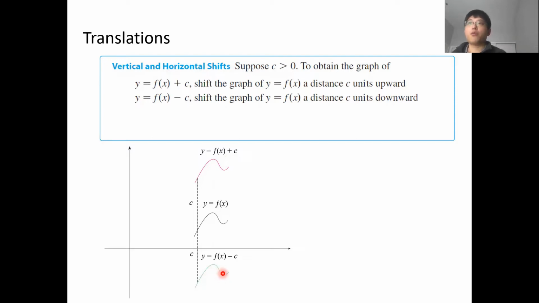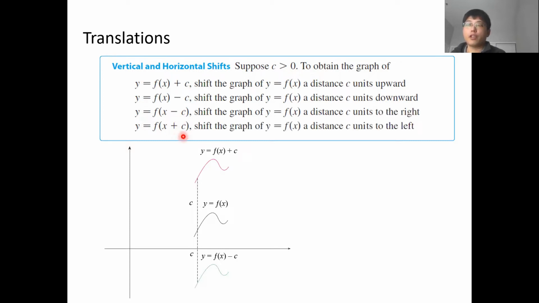Now let's investigate what the horizontal shifting does for us. If we want to obtain the graph of y equals f of x minus c, or y equals f of x plus c, so now the plus and minus c is inside the parentheses. If we want to obtain the graph of these two guys, all we need to do is to shift it either to the right or to the left by c units. Well, it's depending on the sign over here.